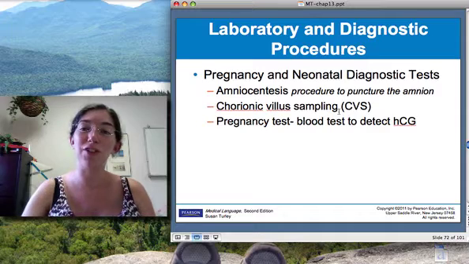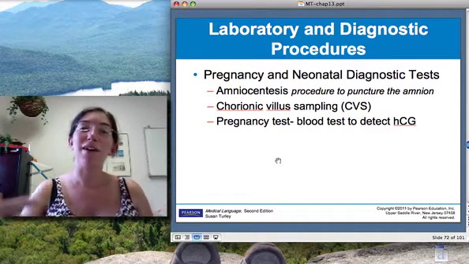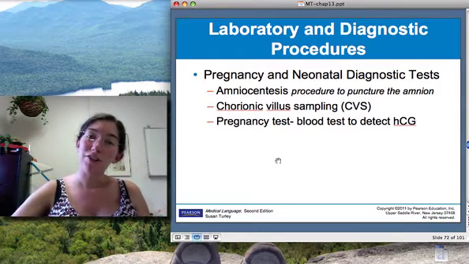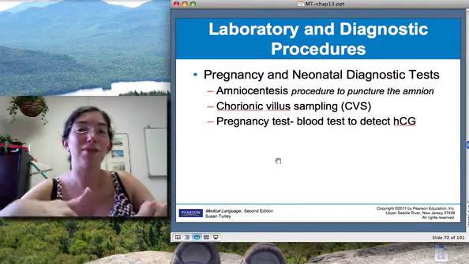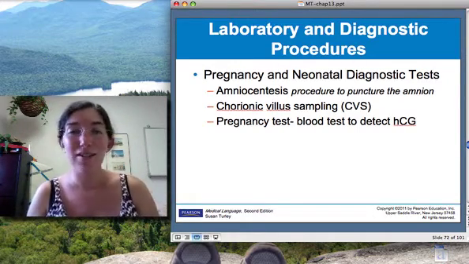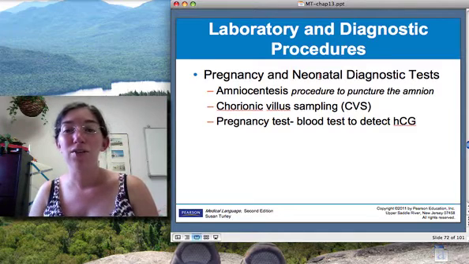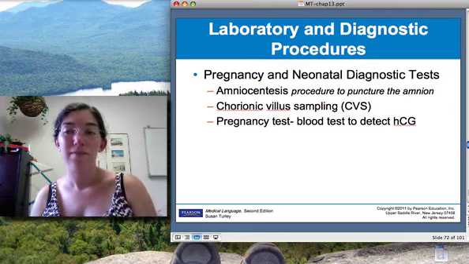Centesis, remember, is to puncture and then usually to withdraw fluid. So an amniocentesis is when the doctor goes in and punctures, literally with a needle and an ultrasound to see where he's going, and withdraws a little bit of amniotic fluid to do a test. And it can be somewhat risky. Usually these tests are reserved for very high-risk pregnancies.